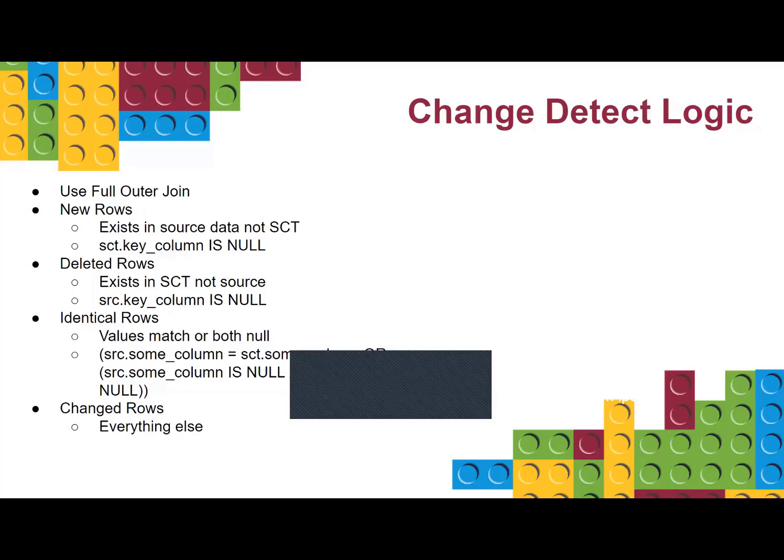Deleted rows exist in the SCT and not the source system. So the SQL equivalent is the source key column is null because it's in the SCT, not the other one. Identical ones is really where a lot of SQL happens, but values match or both null. So it's basically the column from the source system is equal to the column from the SCT, or source system column is null and SCT column is null. And that's what I meant earlier by account for nulls. And then once you've found those, the change rows is easy because you've accounted for everything. So change is just everything else.